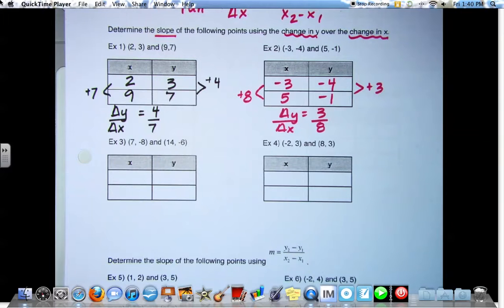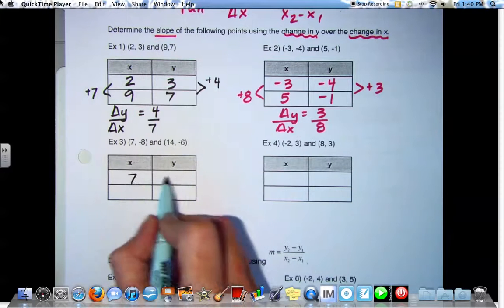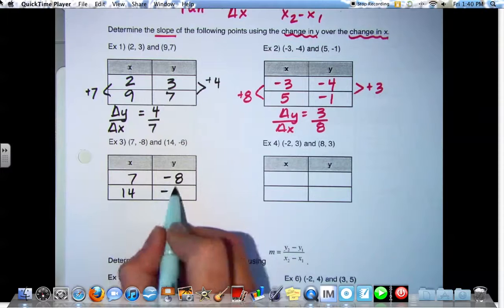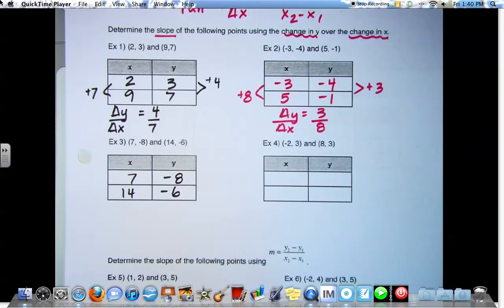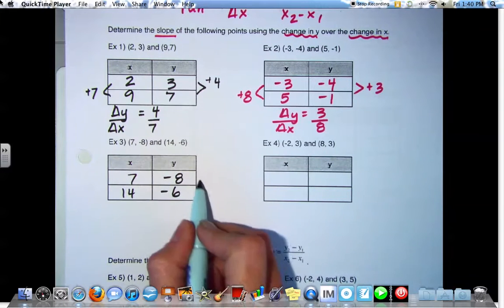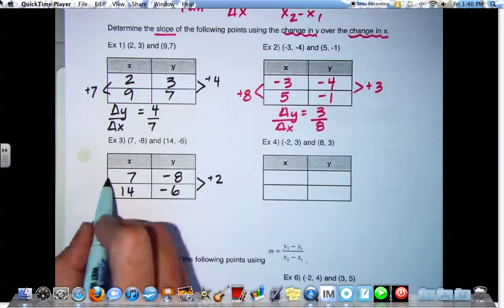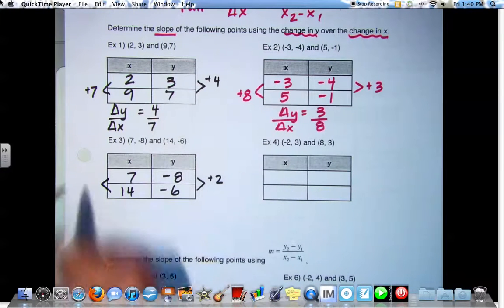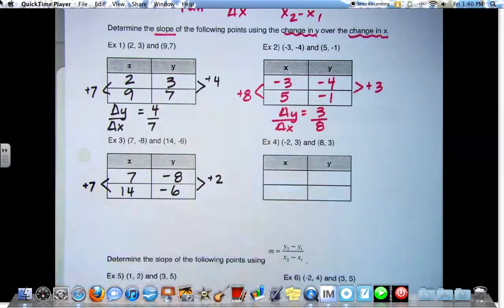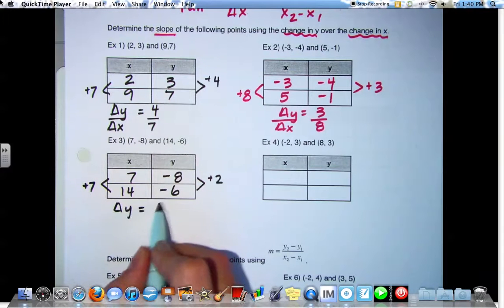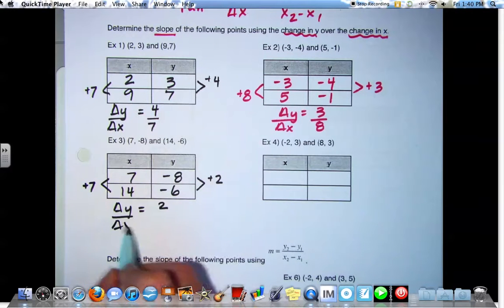Example 3, we have (7, -8) and (14, -6). So to move from -8 to -6, we add 2. Moving from 7 to 14, we add 7. So our change in y is 2, and our change in x is 7.